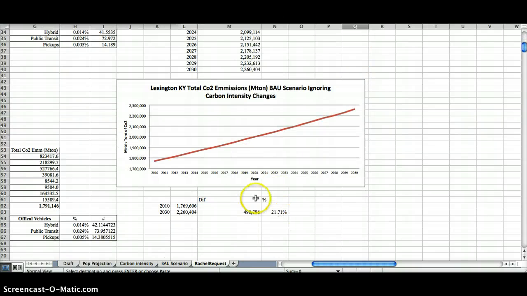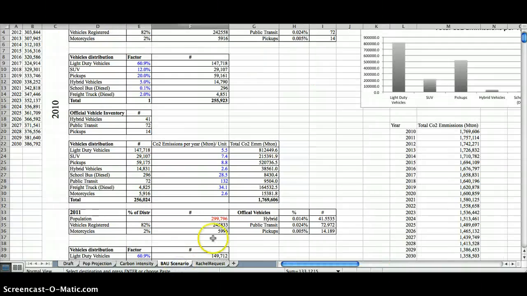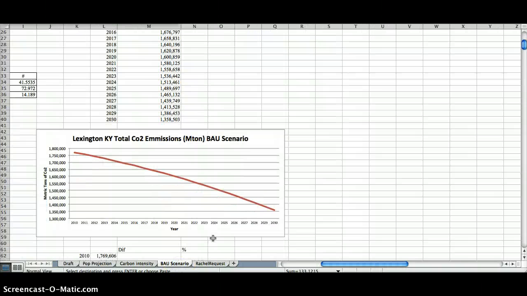It's going to be like 21% more emissions. It's not like the previous one, considering carbon intensity, that is going to be like this.